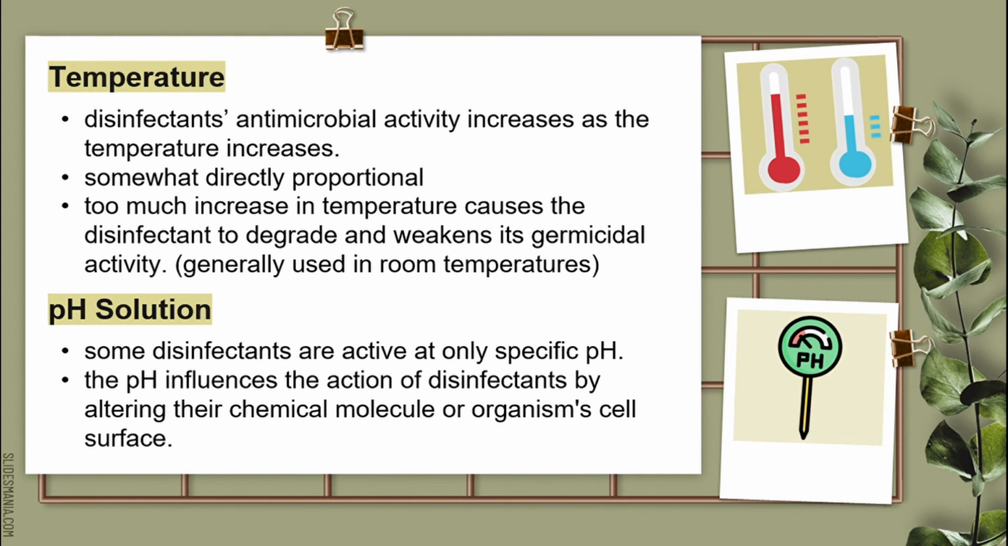Another factor is the temperature. Most disinfectants' antimicrobial activity increases as the temperature increases, but some have exceptions. Raising the temperature way too much above its normal degree can also degrade and weaken the action of the disinfectant, thus producing a potential health hazard. So, it is typical that disinfectants are used at room temperature, about 20 to 22 degrees Celsius.